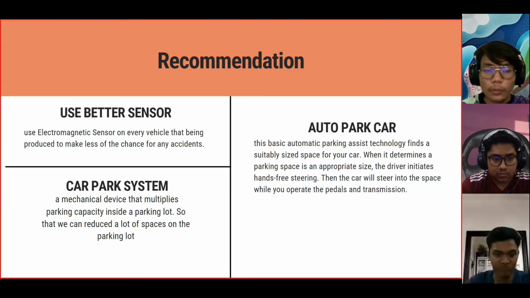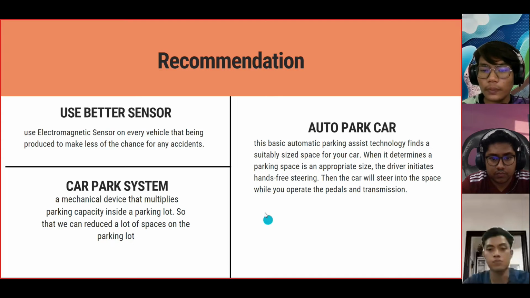Secondly, we use a car park system, which is a mechanical device that multiplies parking capacity inside a parking lot so that we can reduce a lot of space on the parking lot. And lastly, we can use auto park car. This is a basic automatic parking assist technology that can find a suitable size space for your car. When it determines a parking space is an appropriate size, the driver initiates hands-free steering. Then the car will steer into the space while you operate the pedal and transmission.